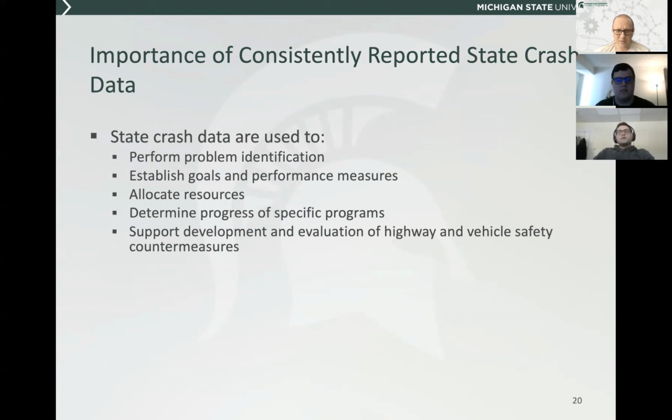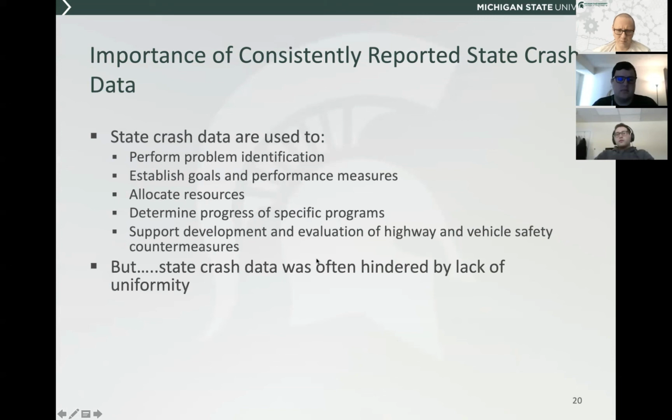Allocating resources. Oftentimes before a project gets implemented, we'll have to go through a relatively rigorous benefit cost analysis to show a certain benefit cost ratio, or MDOT has historically used time of return. So they'll select projects that pay off in a shorter time interval, as an example. Tracking progress towards programs, and then supporting development, evaluation, and research, for example.